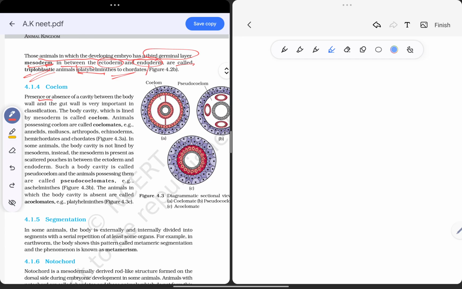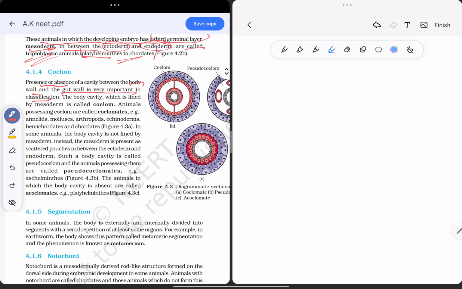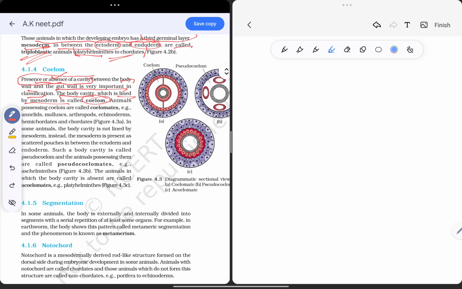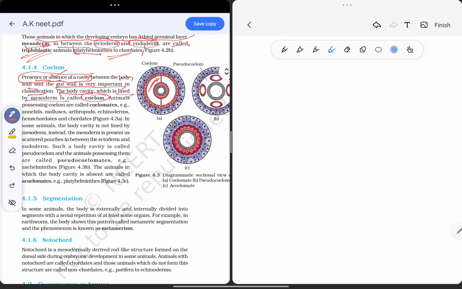Next, coelom. Presence or absence of a coelom between the body wall and the gut wall is very important in the classification. If there is a cavity, then they are called coelomates. If there is no cavity, then it's called acoelomate. The body cavity which is lined by the mesoderm is called coelom. This is coelom. This space is called coelom.